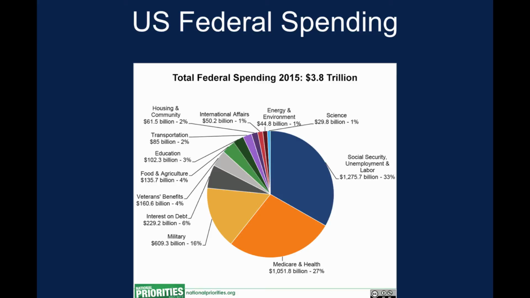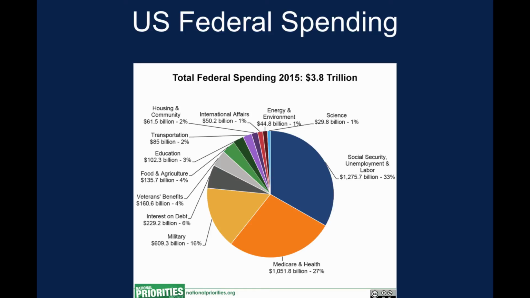This chart shows the distribution of the $3.8 trillion in total U.S. federal spending for 2015. Let's look at some examples. Can you answer correctly which is mandatory and which is discretionary spending? For example, the military has 16% of the total budget. Is that discretionary or mandatory spending? It's discretionary. Social Security, the largest share, takes 33% of the budget. Is that discretionary or mandatory spending? That's mandatory.